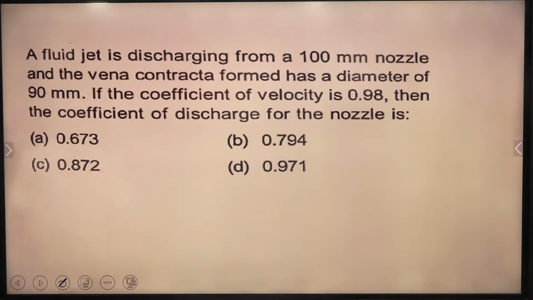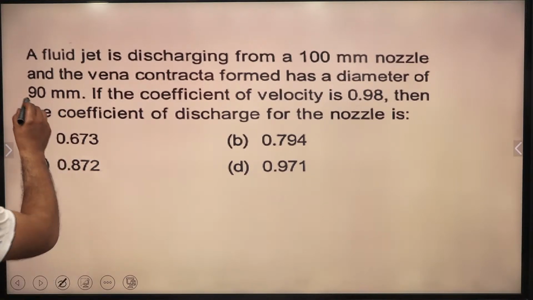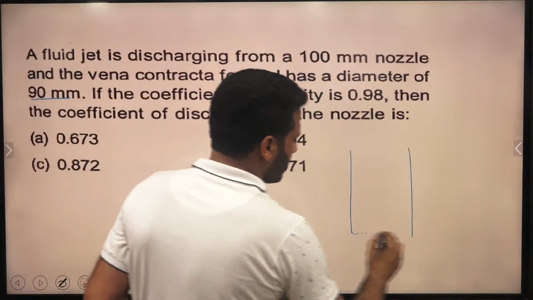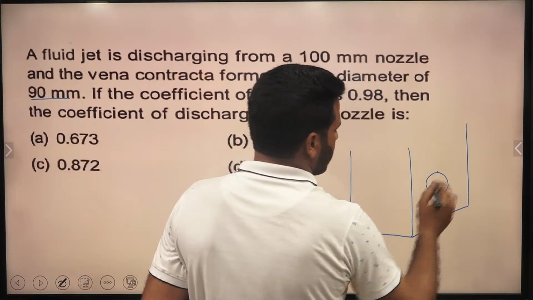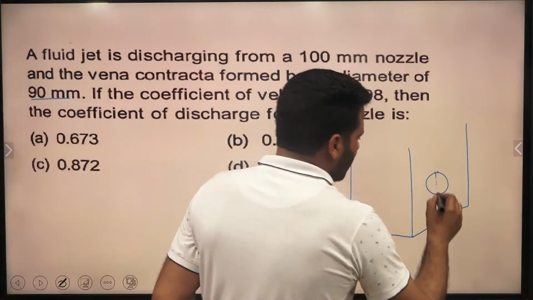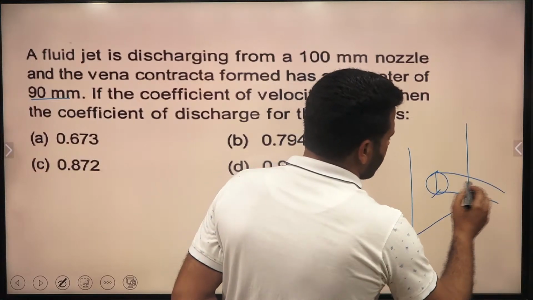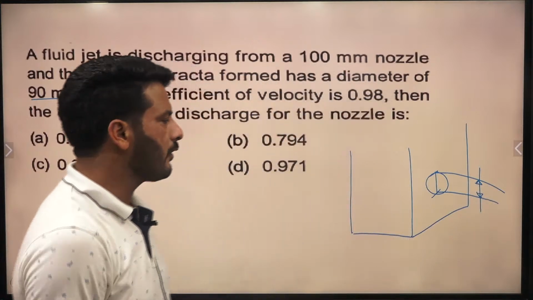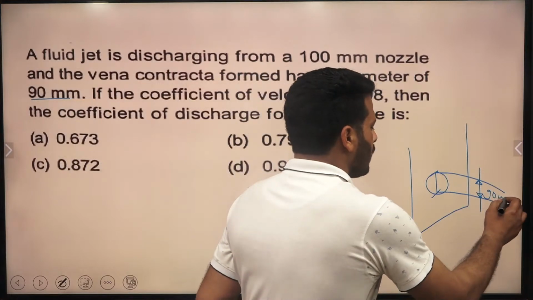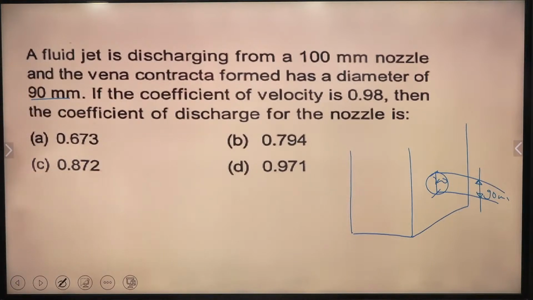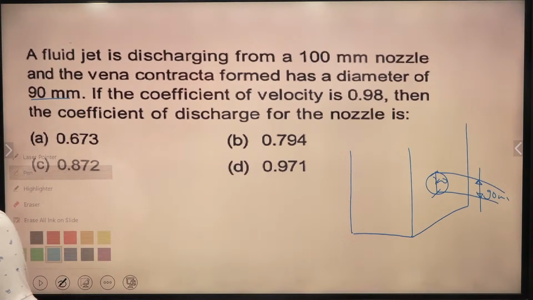A fluid jet is discharging from a nozzle of diameter 100, and the vena contracta formed has a diameter of 90. Generally, suppose here we have a tank, and this is the opening. Although the question says nozzle, this diameter is given as 100. When fluid comes out, at a particular distance from the opening we get the vena contracta, the least cross-sectional area of the jet. Here the diameter is 90 and here it is 100, so first we write the coefficient of contraction, but he's asking about the coefficient of discharge. We can calculate this one also, no issue.